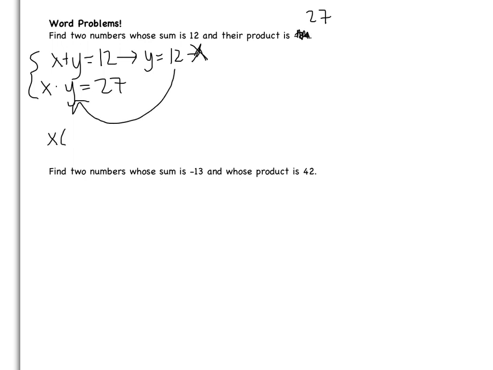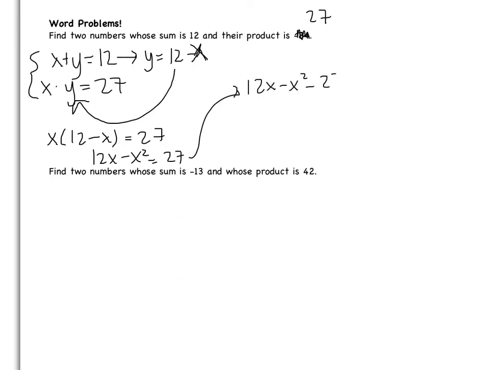So I have x multiplied by 12 subtract x equals 27. So I have 12x subtract x squared equals 27. And then moving the 27 over, I get 12x subtract x squared subtract 27 equals 0. Okay, now that my equation is set equal to 0, I can go to the calculator. So, right now, go to the calculator and put this into y equals, please. And then hit zoom 6.